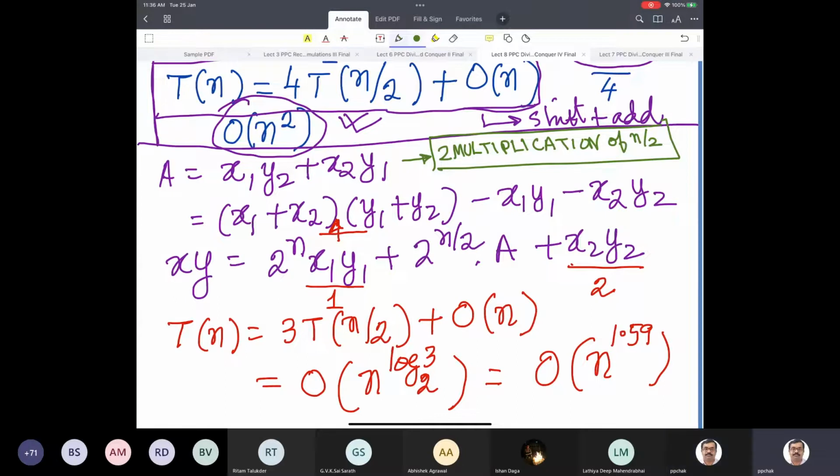Then I rewrite what I want to do as (x1 plus x2) into (y1 plus y2) minus x1 y1 minus x2 y2. If I rewrite this, if you open this up, you see that you will get this.